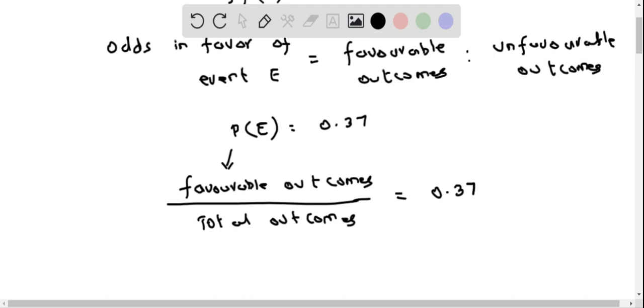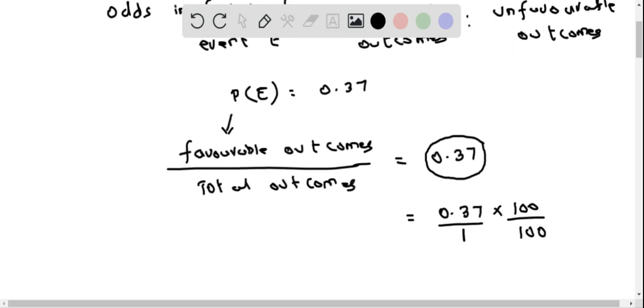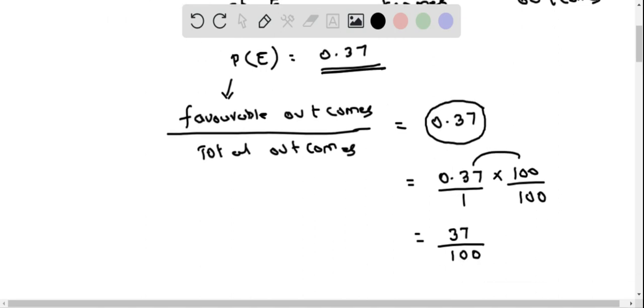And to determine the favorable outcomes and the unfavorable outcomes, we should first convert this decimal to a fraction, and we can do so by multiplying and dividing by 100 because we have two numbers after the decimal point. So let's multiply and divide by 100. This is 0.37 by 1. So 0.37 times 100 is 37, and 1 times 100 is 100. So now we have converted 0.37 to a fraction, which is 37 over 100.